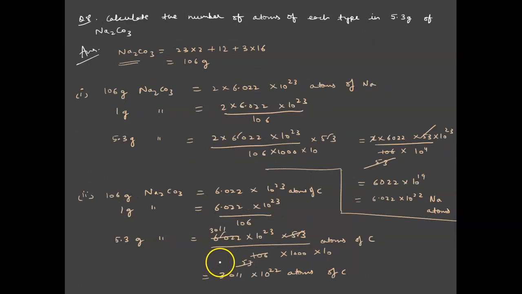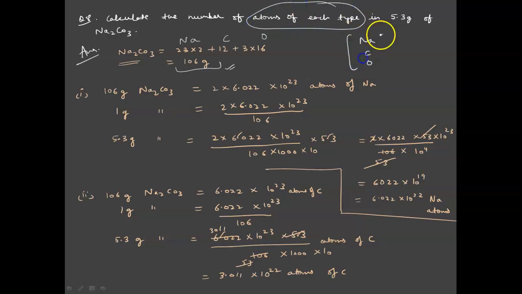Now comes the next question. Calculate the number of atoms of each type in 5.3 gram of Na2CO3, that is sodium carbonate. First of all, we will calculate the molecular mass. This is 23 into 2, 23 for sodium, plus 12 for carbon, plus 16 into 3 for oxygen. This comes out to be 106 gram. Now we have to calculate atoms of each type. So we have 3 types of atoms: sodium, carbon, oxygen. The question is the number of atoms of Na, C and O.